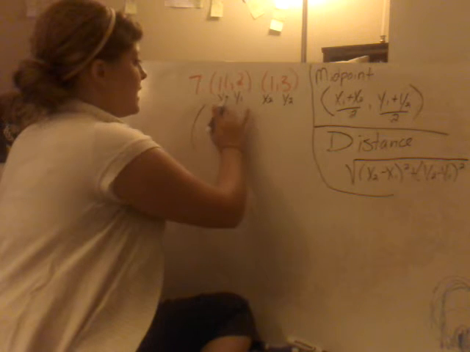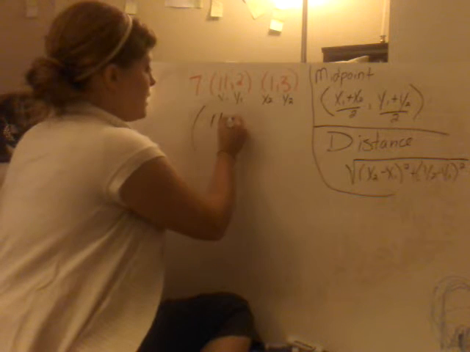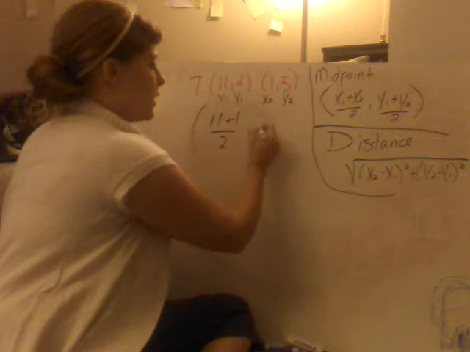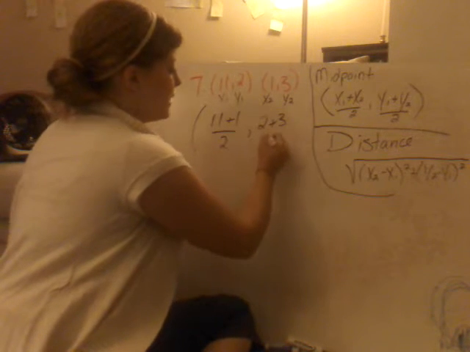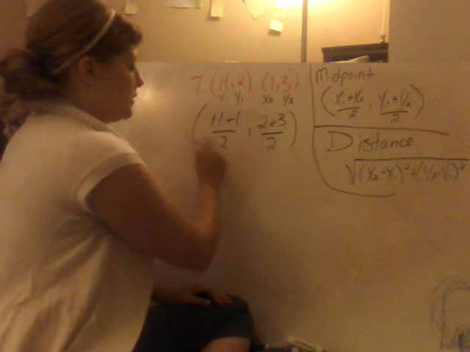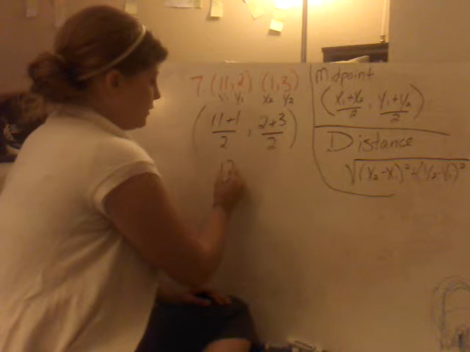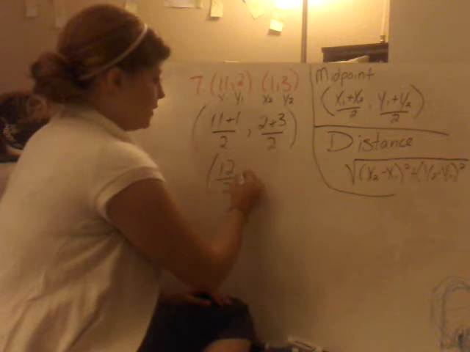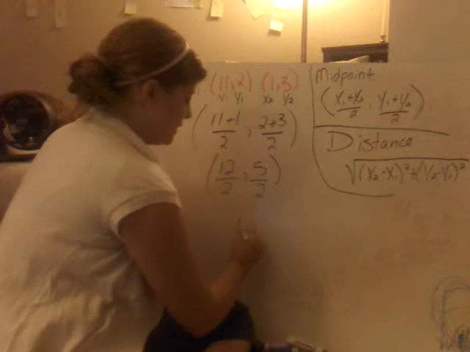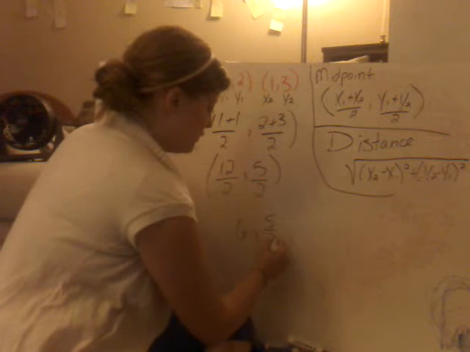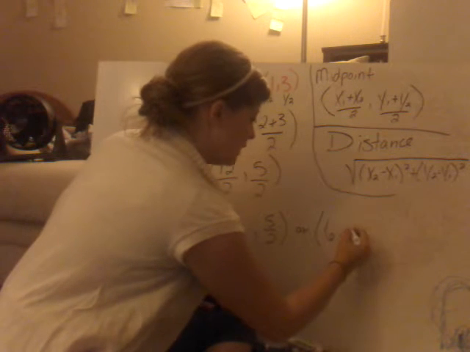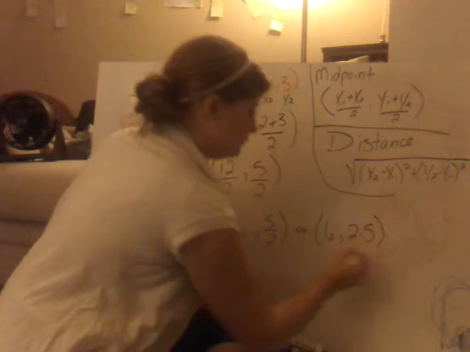Alright, so starting it out, x1 plus x2 is 11 plus 1 divided by 2, comma, y1 plus y2 is 2 plus 3 divided by 2, parentheses. 11 plus 1 is 12 over 2. 2 plus 3 is 5 over 2. So this will be 6 and 5 over 2, or 6 and 2.5.